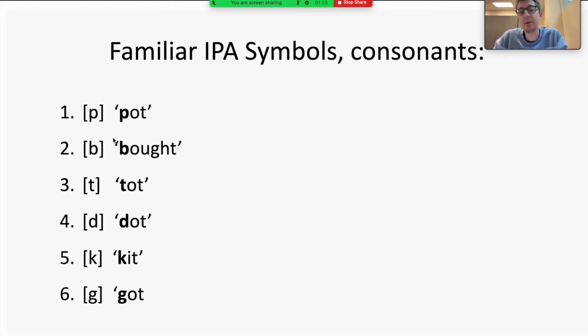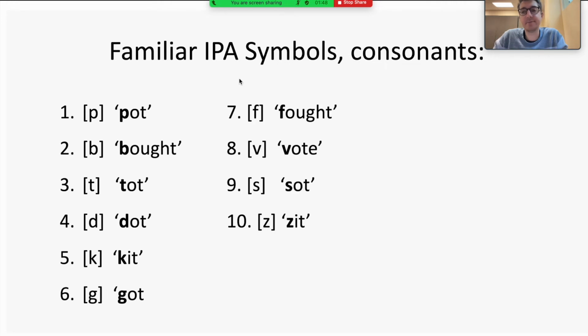P as in pot, B as in bot, T as in tot, D as in dot, K as in kit, and G as in got. So pay attention to how I'm producing these. It's not "pee" anymore, it's not "bee", it's just P, one sound. B, T, D, K, G. And you feel free to repeat after me, right? As I'm going through these symbols.